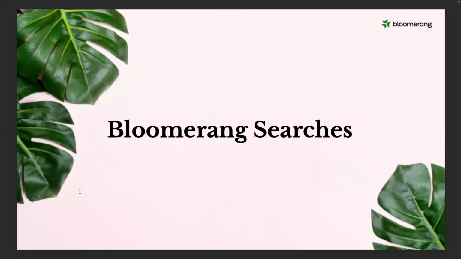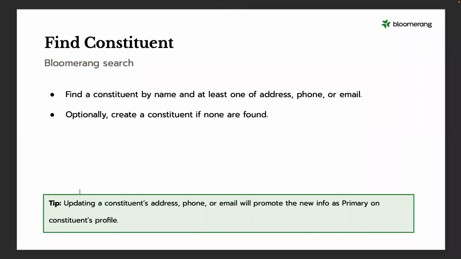So last but not least is Bloomerang search, and this is where that constituent field is going to come into play. The Bloomerang Zapier app includes a search step, which is essential to every Zap that creates donations, interactions, tasks, or updates existing constituents. So the find constituent search completes a search for existing constituent records based on the name and any contact information for a duplicate check. And optionally, if none are found, we can set up the search to create a new constituent. So this search looks for a single match.